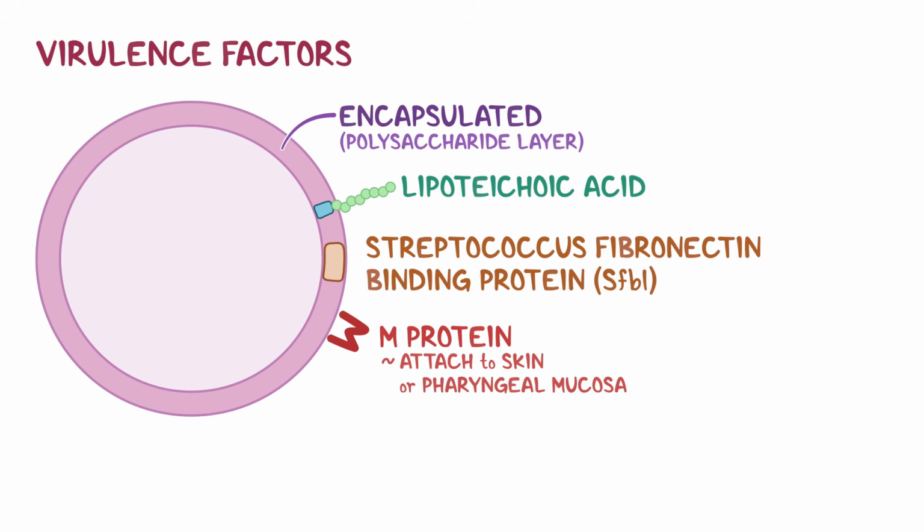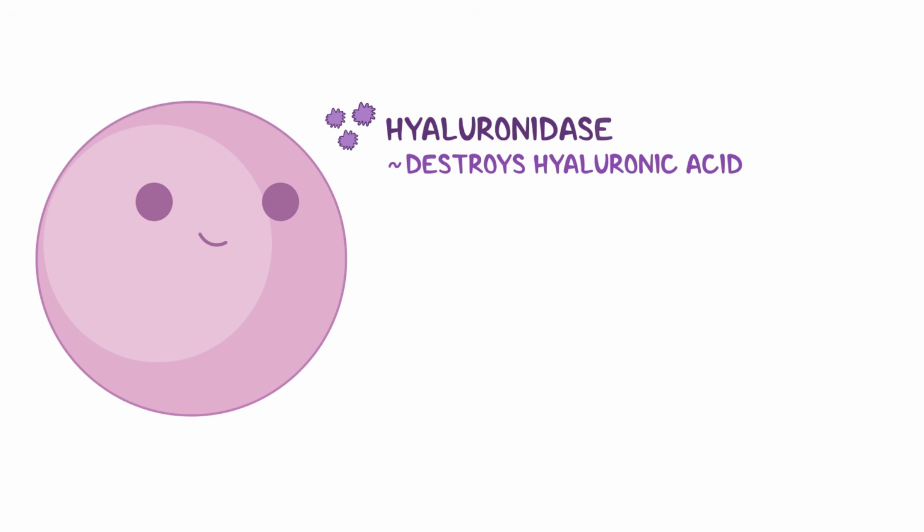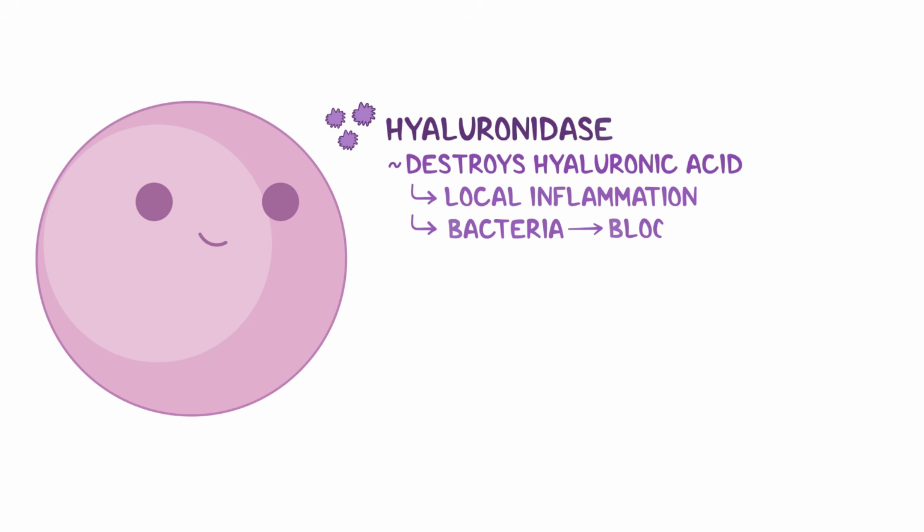mucosa. Then, strep pyogenes uses enzymes like hyaluronidase, which destroys hyaluronic acid, a cement substance that keeps cells of the connective tissues and blood vessels tightly linked. Destruction of hyaluronic acid results in local inflammation and enables the bacteria to spread to the bloodstream.